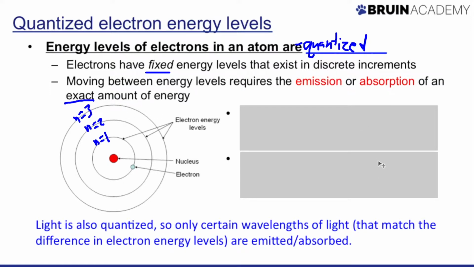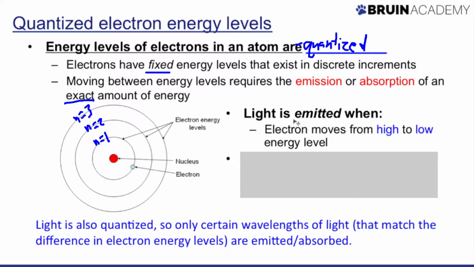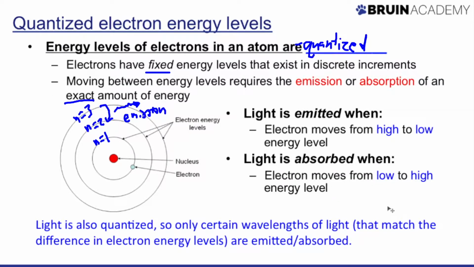So, things you should memorize. The first thing is light is emitted if an electron goes from high to low energy. So for example, going from n equals 3 to n equals 2, energy is emitted. So, emission. Whereas the converse is true. In order to go from a low energy to a higher energy level, you need to absorb energy. So to go from n equals 1 to n equals 2 requires the absorption of some sort of energy.